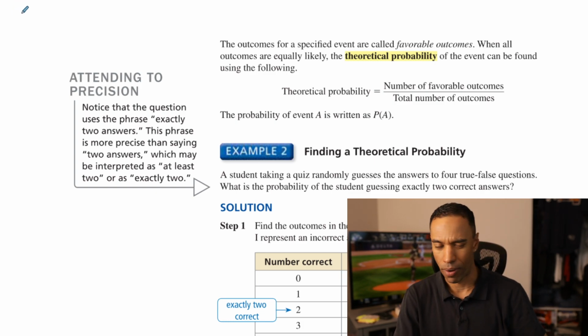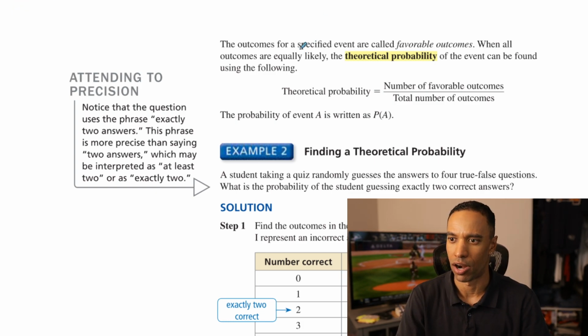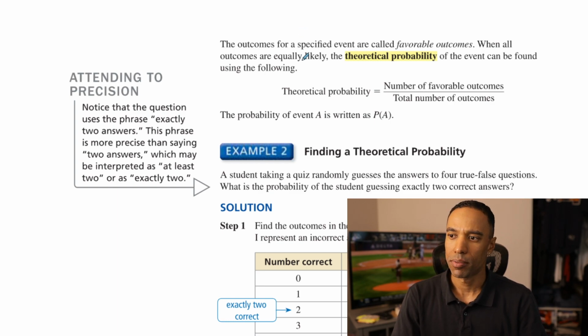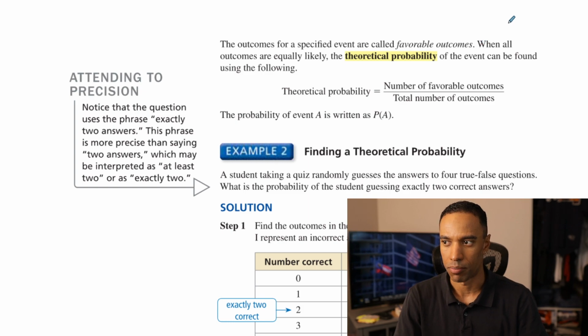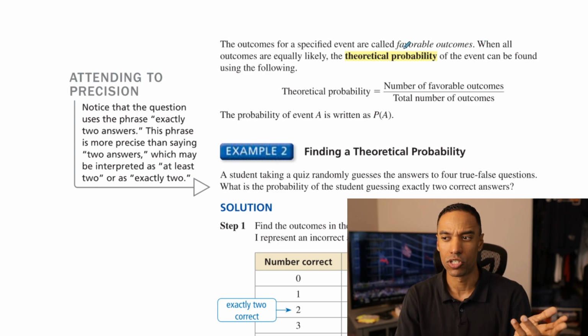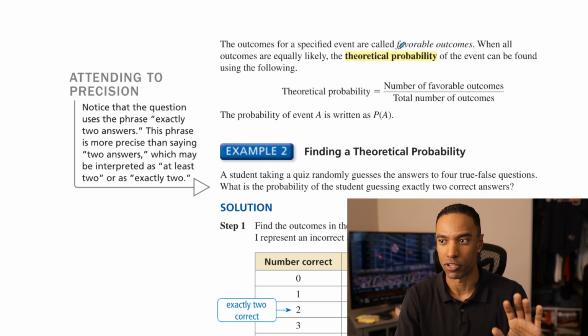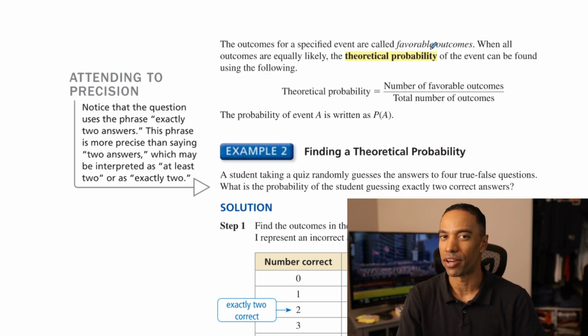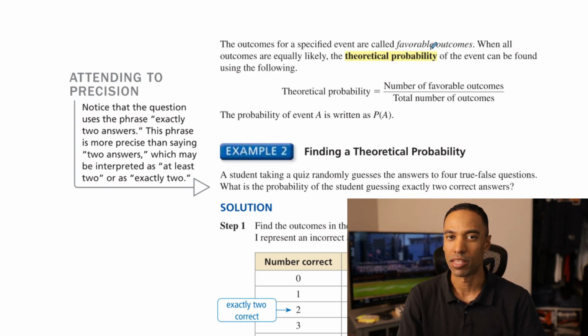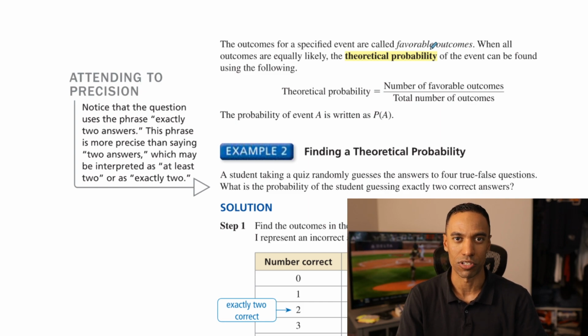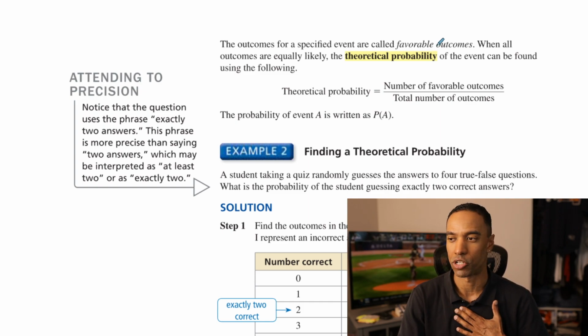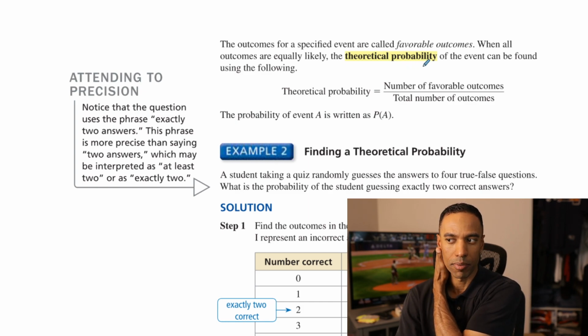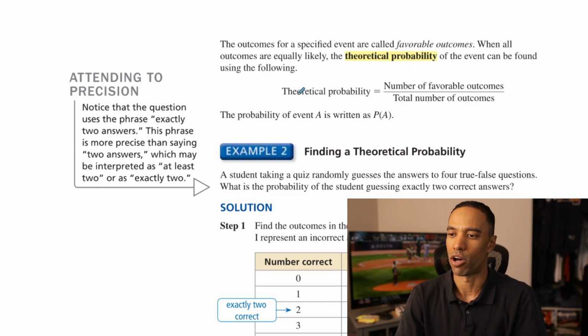Anyway, what did that have to do with theoretical probability? There's something specific. All right, here it is. They go further. The outcomes for a specified event are called favorable outcomes. I often don't say the phrase, it's not their fault, their phrase is fine. It's just if I say desired outcomes, I mean the same thing. So I don't know if they're ever going to say the phrase desired outcomes. If I say it, I want to make sure you know what I mean. When all outcomes are equally likely, the theoretical probability of the event can be found using the following.